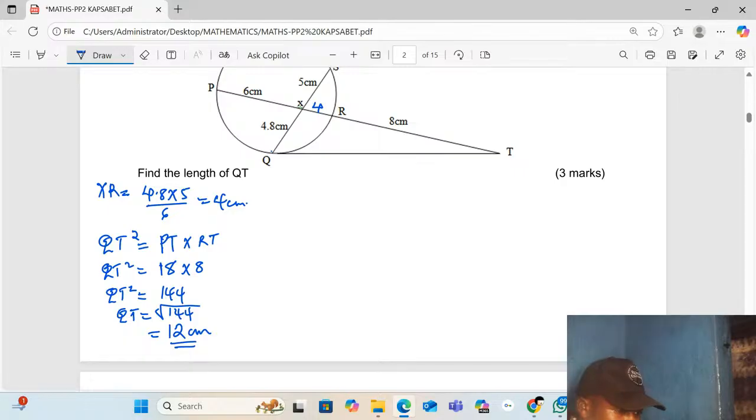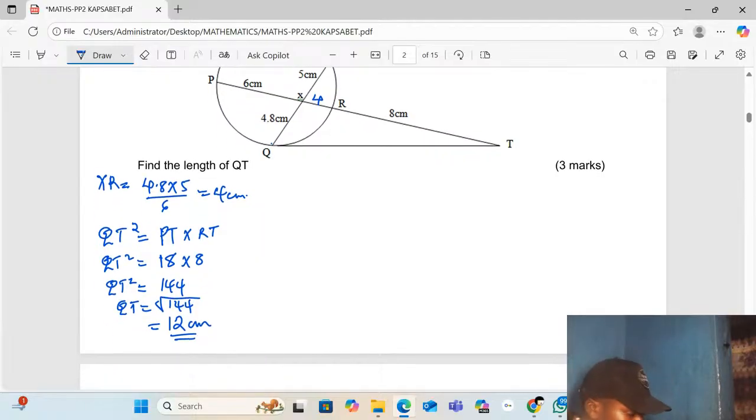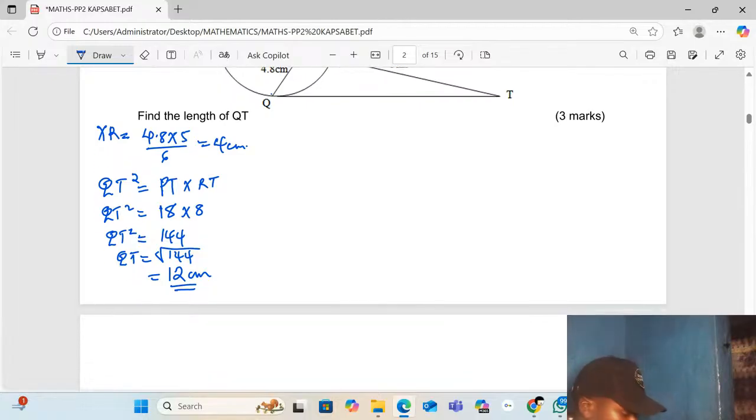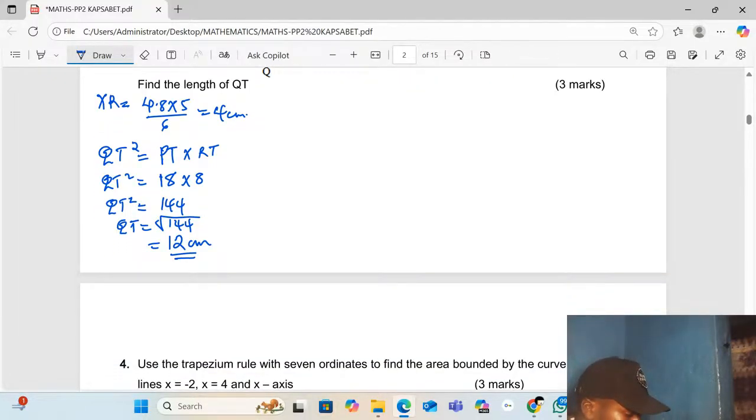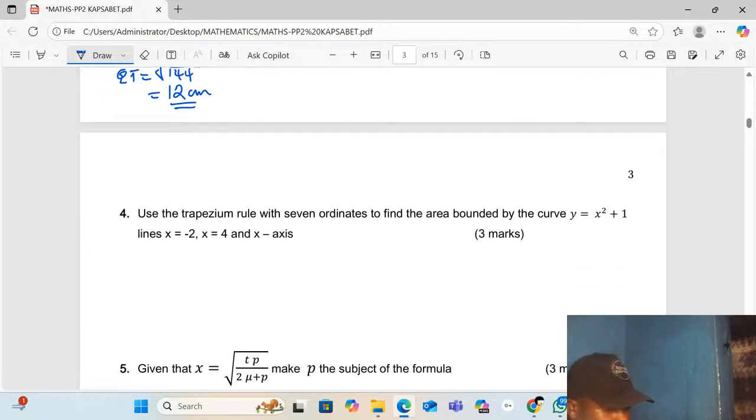So the rule, we know that QT squared is the same as PT times RT. Then you apply the same, and we get our 3 marks. Then we move to the fourth question.